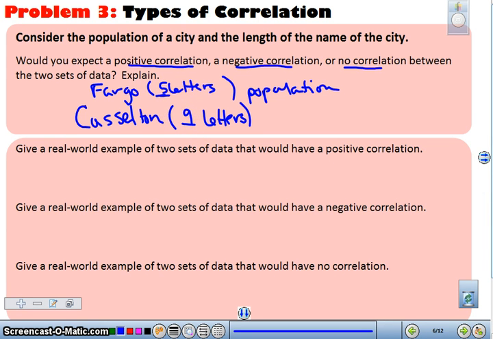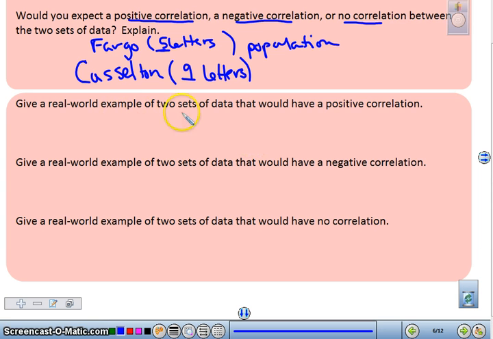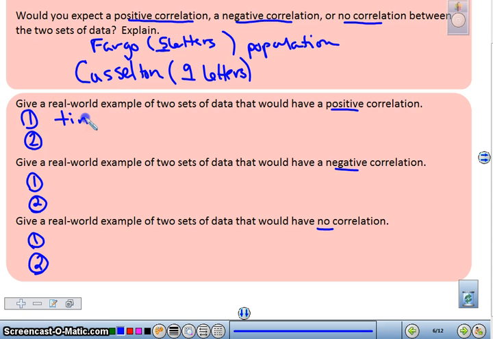So you're going to be asked to give 2 real-world examples of a positive correlation, negative, and no correlation. I am going to give you one. You need to come up with your second one. You kind of want to talk with your shoulder partners as you listen to these, or as you list them, but everyone should have 2 when I check your notes.